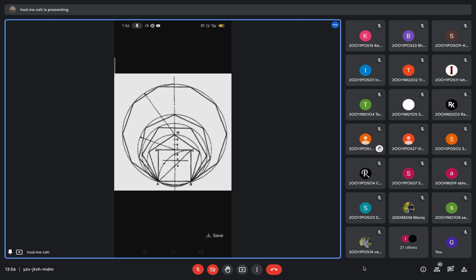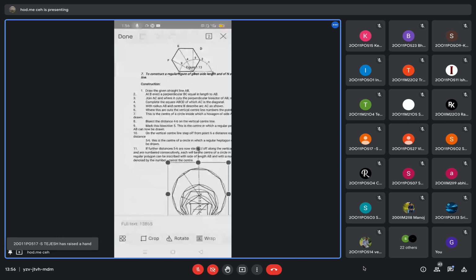Okay. This is the problem: draw a regular polygon, given the straight line AB, the side length. This is the last figure of the geometric construction, and there are only seven example problems and many different problems there.